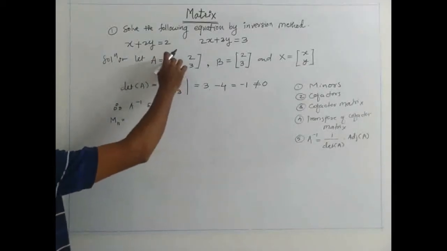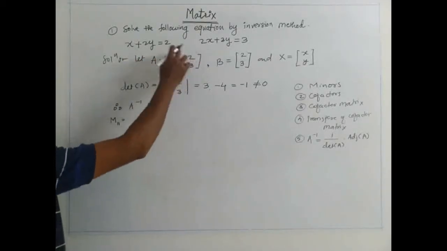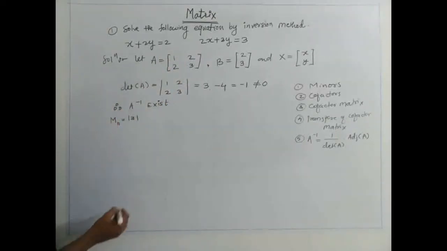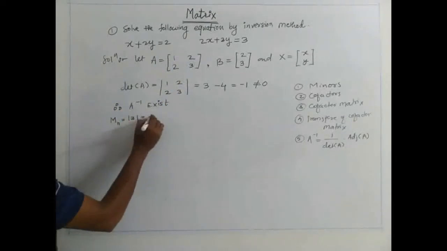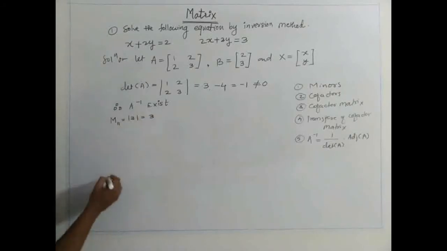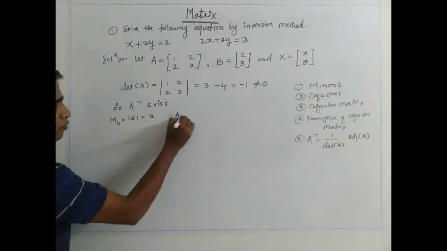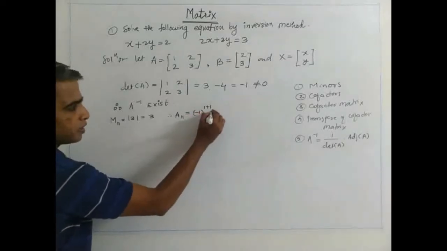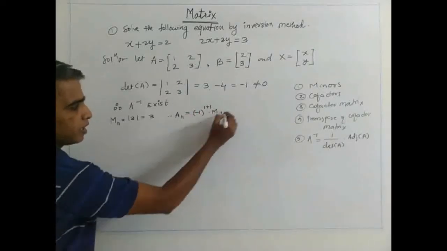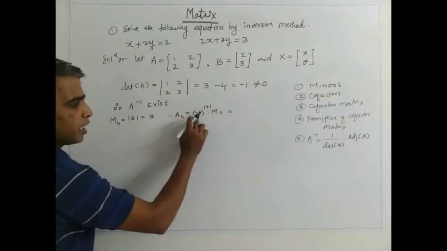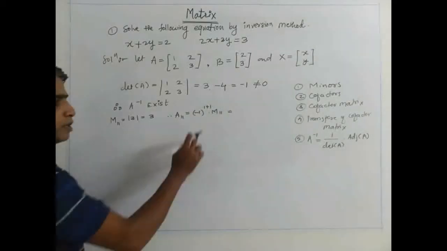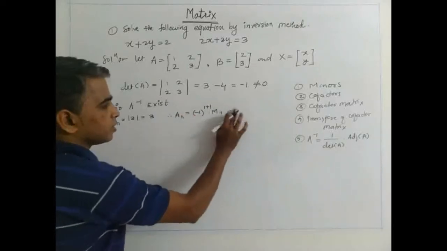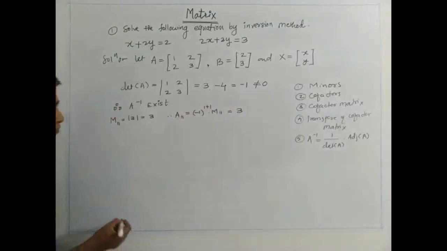M11 means the value lying in the first row, first column. So 1 is the value in the first row, first column. Delete that value's row and column. The remaining value is determinant 3, and the value of determinant 3 is 3. So the respective cofactor A11 is equal to minus 1 raised to 1 plus 1, into M11. Now 1 plus 1 is 2, and minus 1 raised to 2, which is an even number, gives a positive sign. M11 is 3, so the result is 3.